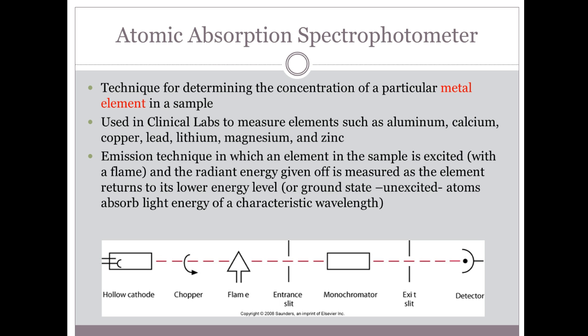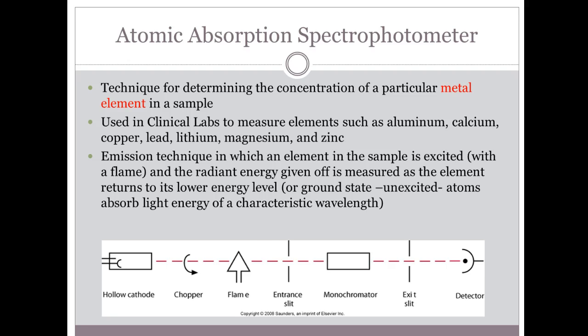All right, we have other types of spectrophotometers. This may not be one you'll ever come in contact with, but if you work in a very large laboratory that does a lot of metals testing, you may come across it. It's a technique for determining the concentration of metal elements in a sample. For example, aluminum, calcium, copper, lead, lithium, magnesium, and zinc.